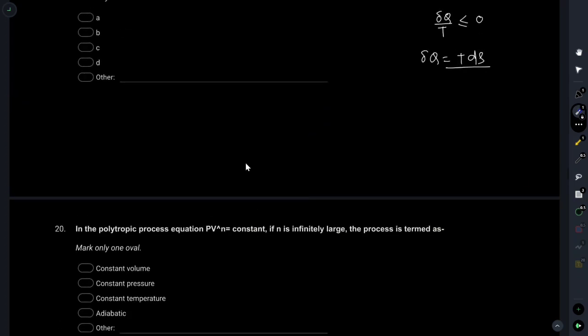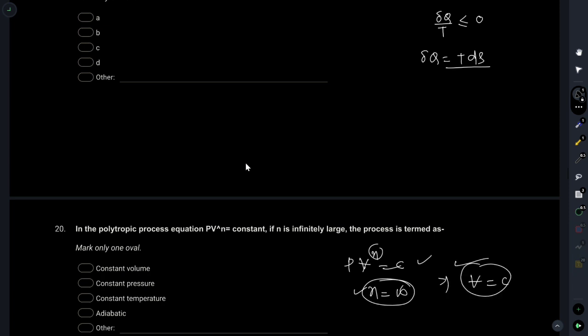Okay, so in this question it is saying that in the polytropic process equation PV^n = constant, if n is infinitely large, the process is termed as which process? So we are given a polytropic process following PV^n = constant, and if n is infinite, then we know this is the process of constant volume, that means isochoric process. So option A, the first option, is the correct one.